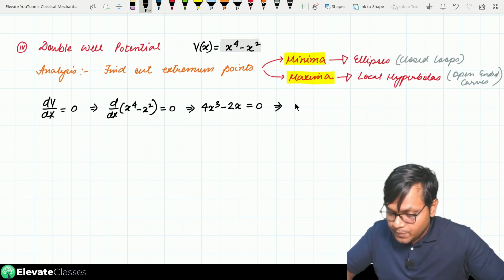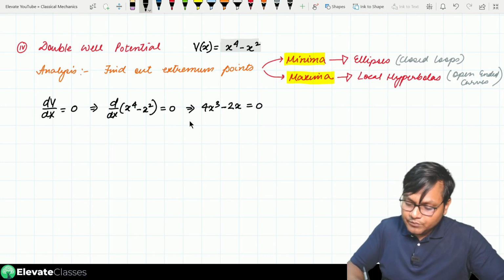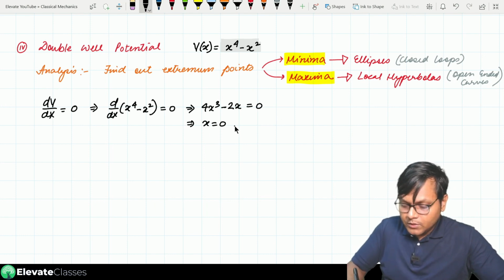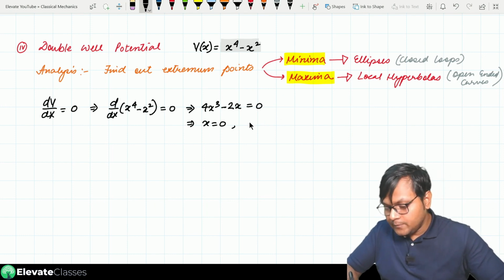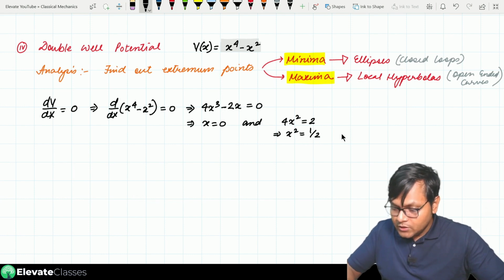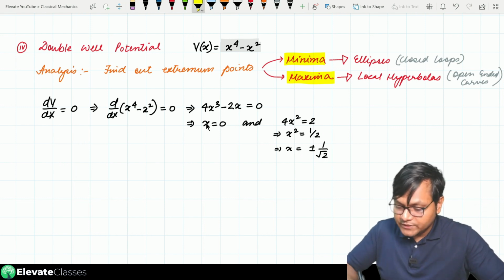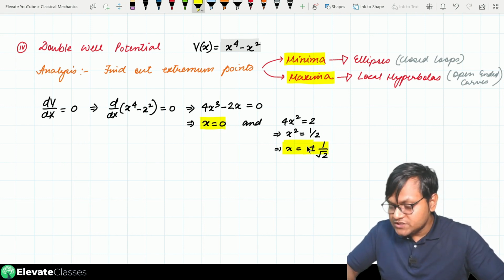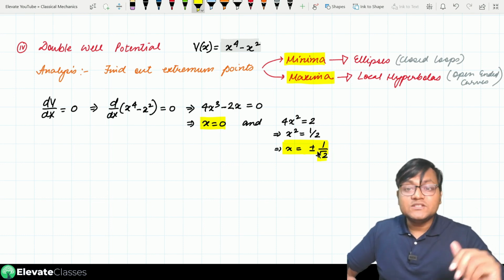So this becomes: one answer is x is equal to 0, and the other comes from 4x square is equal to 2, right? So this comes out to be x square is equal to half, or x is equal to plus minus 1 upon root 2. Fine. So we essentially have 3 points. Now we just need to be sure whether they are minimas or maximas.